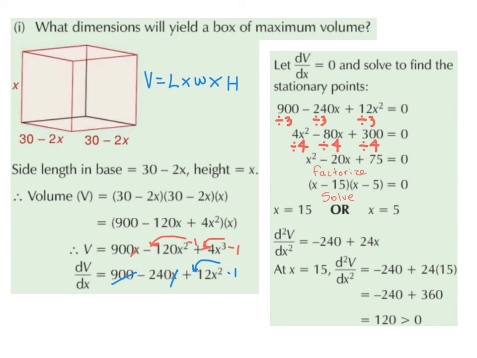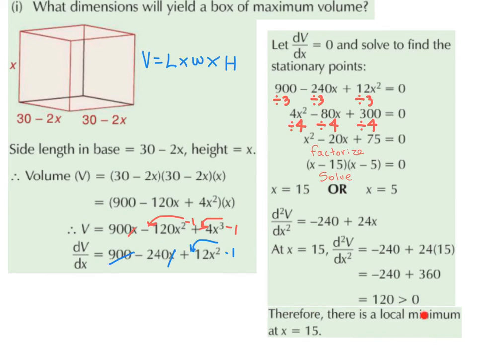So my two x values I got were 15 and 5, so I'm going to sub both of those into the second derivative, and I'm going to figure out my local maximum and my local minimum. So if x is equal to 15, subbing into my second derivative, which was minus 240 plus 24x, I'm going to swap the x for 15, so it's going to be minus 240 plus 24 multiplied by 15, which is 360. So minus 240 plus 360 is going to be 120, and 120 is greater than 0.